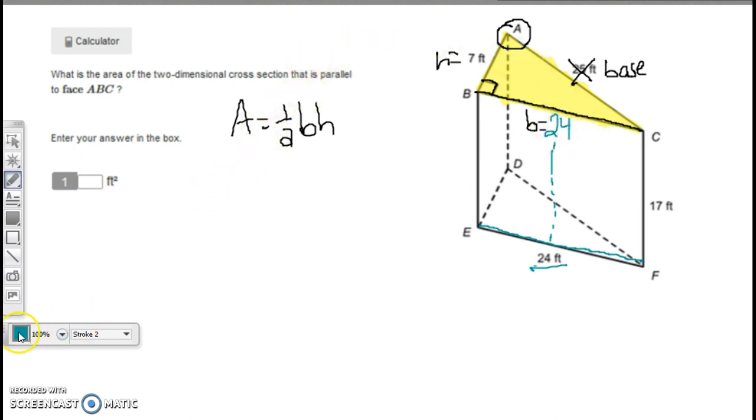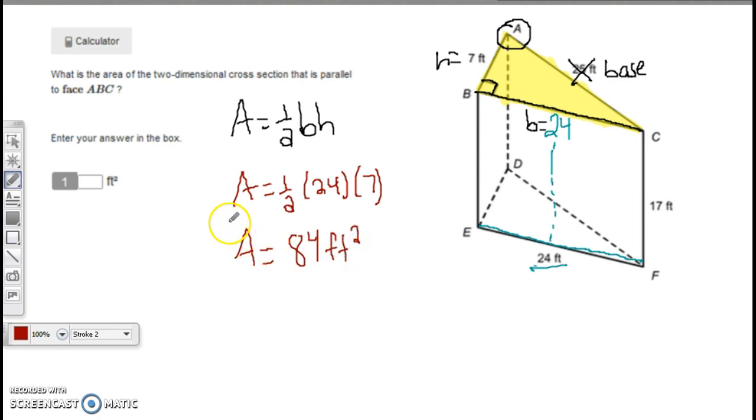So when we go to find our area formula, we need 1/2 times the base, which is 24, times the height, which is 7. So half of 24 is 12, and 12 times 7 is 84. So our area is going to be 84 units squared.